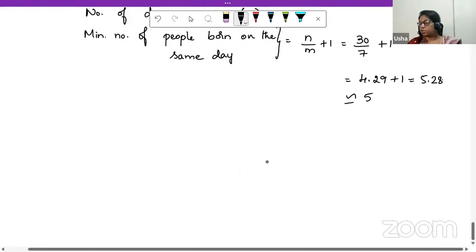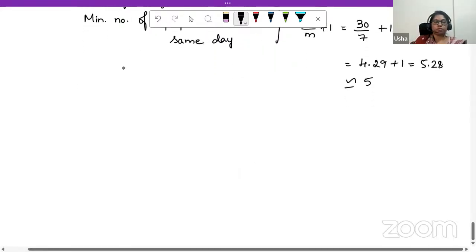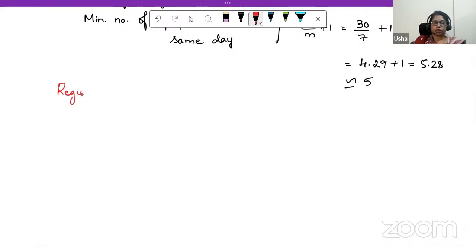Now we will go to this regular expression. Regular expression is an expression that generates a language. Okay, so when it generates different words of a language. Now we will see how to write a regular expression for a given language. Also how to generate strings.